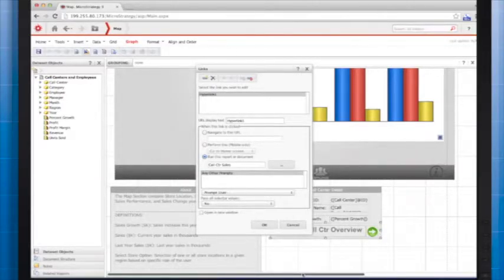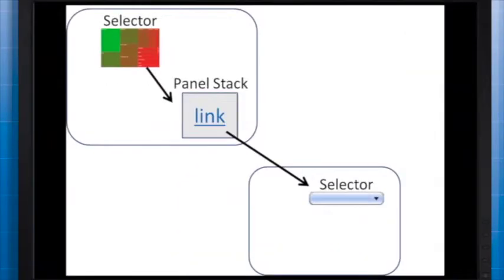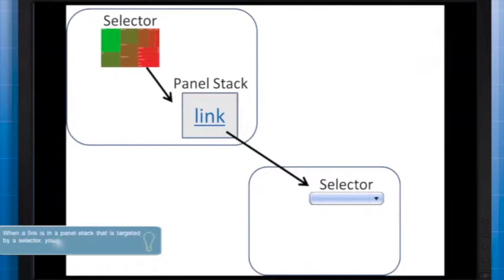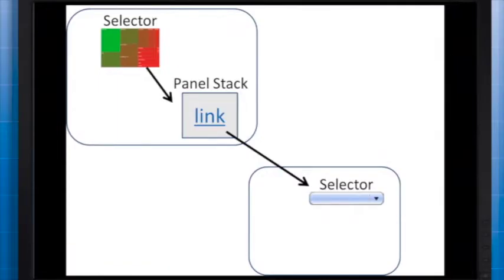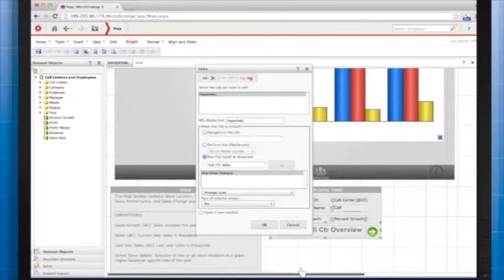When a link is in a panel stack that is targeted by a selector, you can use the link to pass the selector value to another document. Note that in this example, the link to the call center sales document is in a panel stack targeted by the heat map, which is also serving as an attribute element selector. This enables us to pass information about which call center the user tapped to another document in the app.